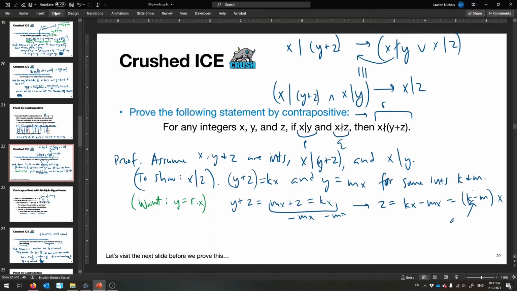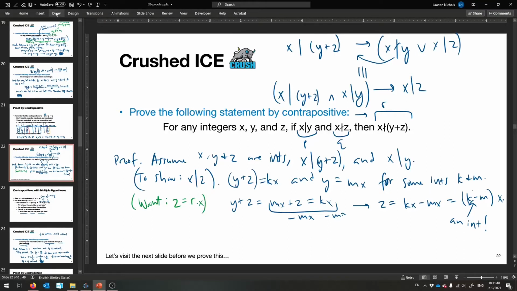That is an int, because k and m are ints. And so I have that z equals k minus m times x. So that's my r, all right? Oh, sorry, I wanted z equals r times x. My bad, you're probably yelling at me through the screen right now. I wanted z equals r times x, and I've just found it. I'm proving that x divides z, so z equals some r times x, and we just found that r is the idea.